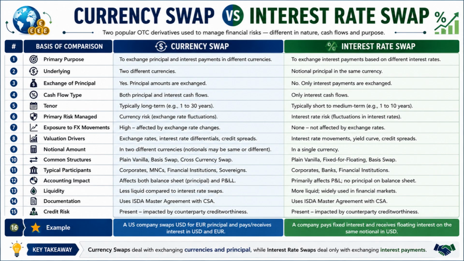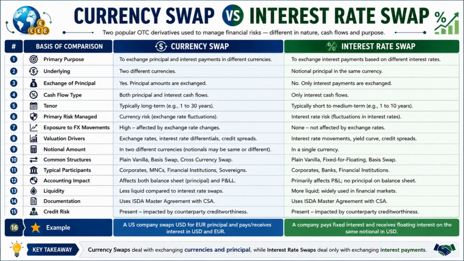Number 7. Currency swaps are highly affected by foreign exchange market movements, whereas interest rate swaps are not affected by exchange rate changes. Number 8. The value of a currency swap depends on exchange rates, interest rate differences, and credit spreads, whereas the value of an interest rate swap depends mainly on interest rate movements and yield curves. Number 9. In a currency swap, the notional amount can be in two different currencies, whereas in an interest rate swap, the notional amount remains in a single currency.